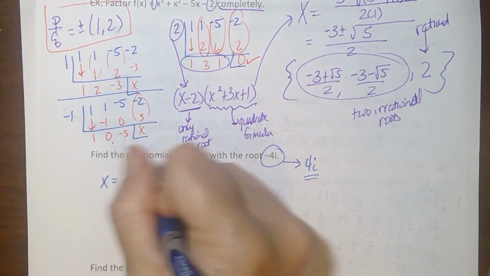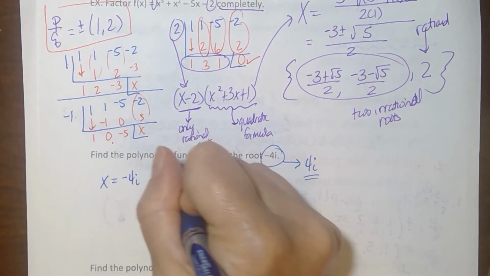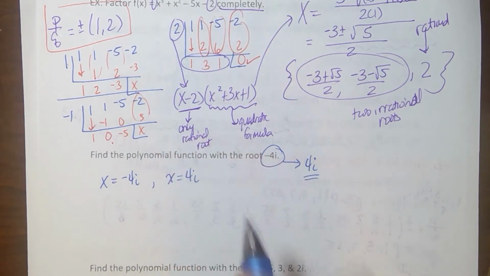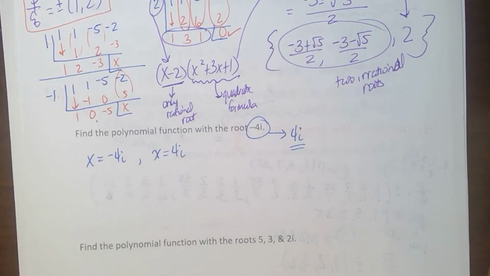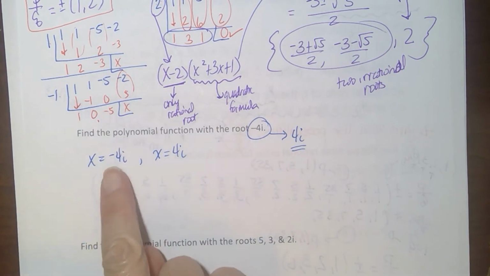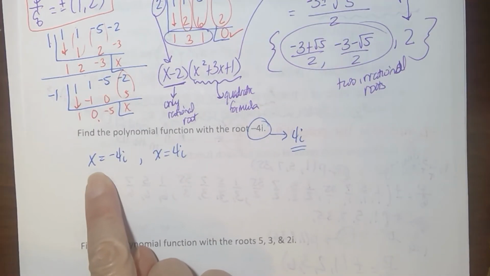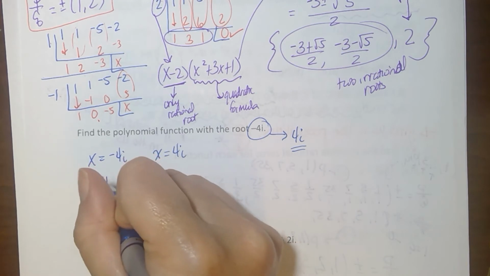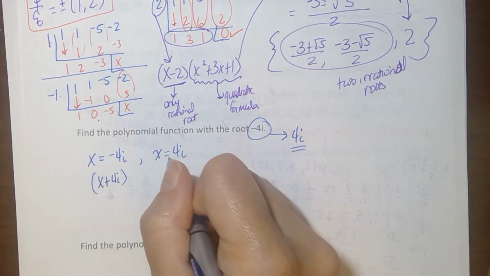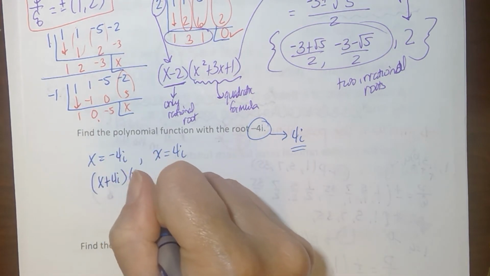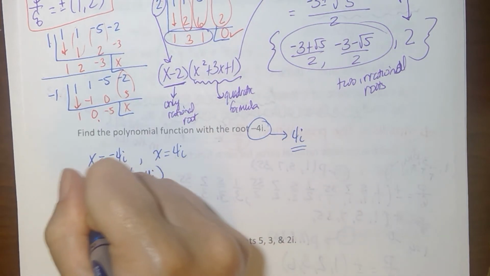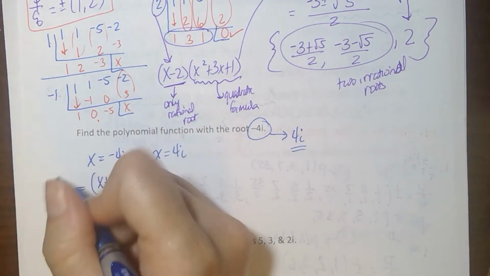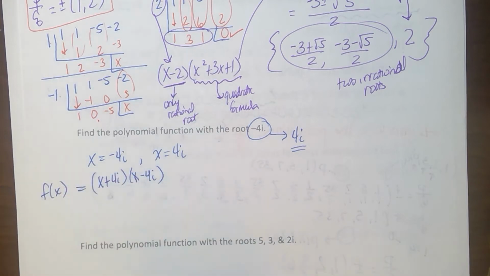So I have two roots. I have x equals negative 4i and x equals positive 4i, and I'm working backwards to create the polynomial function. The first thing is to turn my root into an expression. So this expression would be x plus 4i, and this expression would be x minus 4i, and that's going to give me my polynomial function f of x when I FOIL those together.